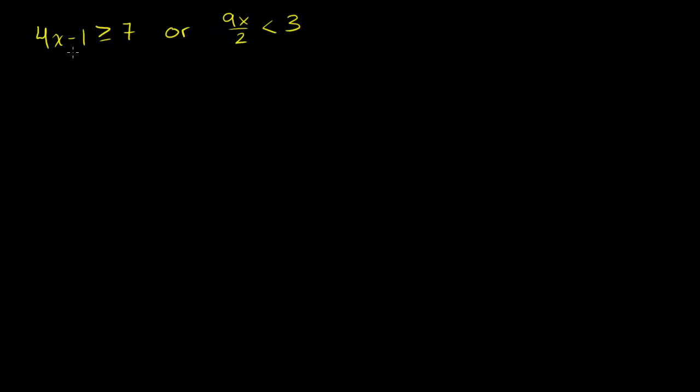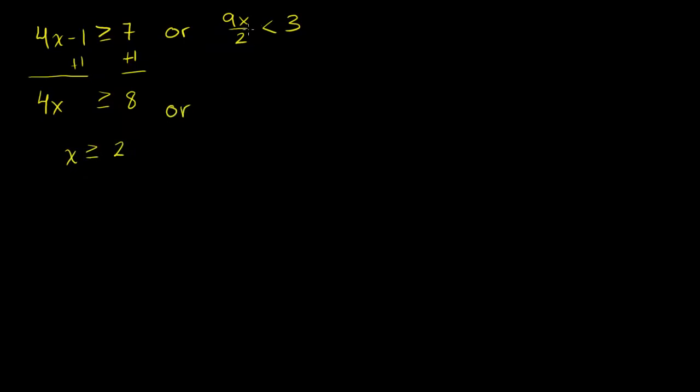So on the one on the left, we can add 1 to both sides. The left-hand side just becomes 4x is greater than or equal to 7 plus 1, which is 8. Divide both sides by 4. You get x is greater than or equal to 2.